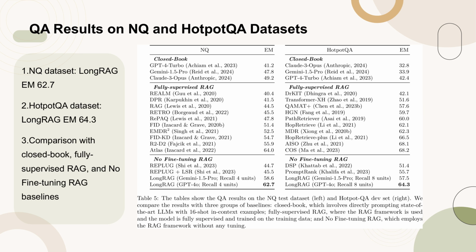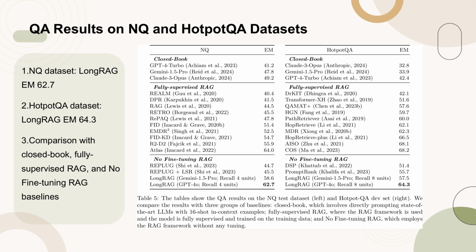Table 5 presents the QA results on the NQ test dataset and HotPotQA dev set, comparing LongRAG with 3 groups of baselines: closed book, fully supervised RAG, and no fine-tuning RAG. On the NQ dataset, LongRAG achieves an exact match rate of 62.7, comparable to the strongest fine-tuned RAG model like Atlas. On the HotPotQA dataset, LongRAG achieves an exact match rate of 64.3, close to the state-of-the-art fully supervised RAG frameworks.